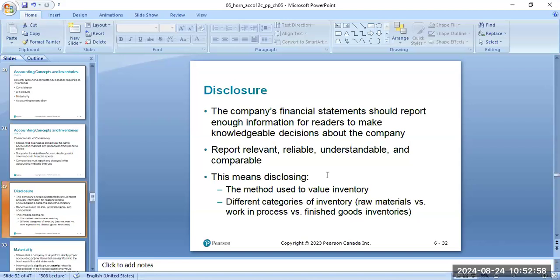We have to report relevant, reliable, understandable, and comparable information to the users of financial statements. Disclosing means stating what method we're using for the inventory, what method we're using for the amortization, and the different categories of inventory. Do we have raw materials? Do we have work in process? Do we have finished goods? What exactly do we have in our inventory? How many different types of inventory may we have? We may have clothes, we may have some other items. All the inventory has to be disclosed so that people can make rational decisions.